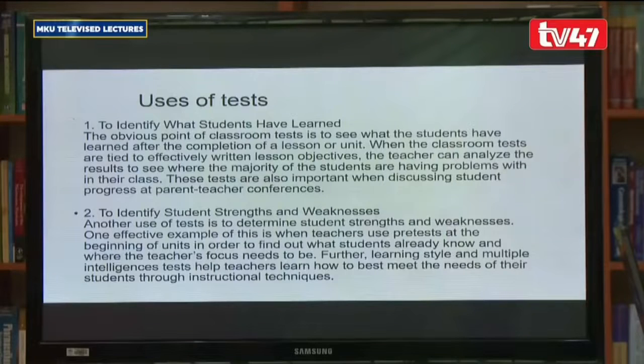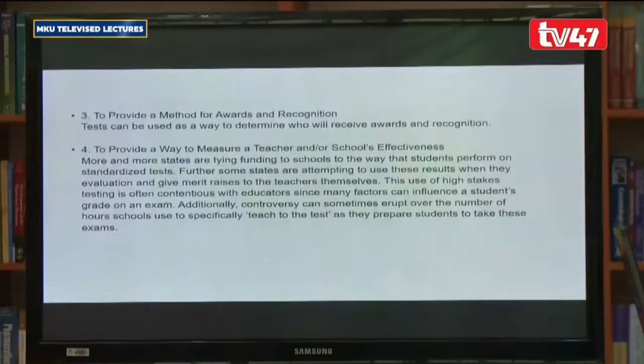Number one, tests are used to identify what the students have learned. When the teacher wants to identify what the students have learned and whether they have understood, they use tests to identify what they have learned and to what extent they have understood. Secondly, tests are used to identify the students' strengths and weaknesses. In other words, what areas of the subject have they understood or mastered, or what area of the subject is easy for them and which one is hard. And therefore, the teacher is able to determine where to put emphasis in terms of assisting the learners achieve what they are expected to achieve.